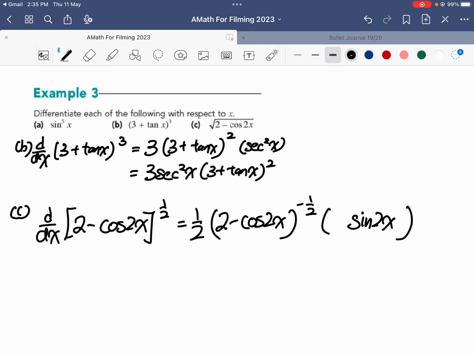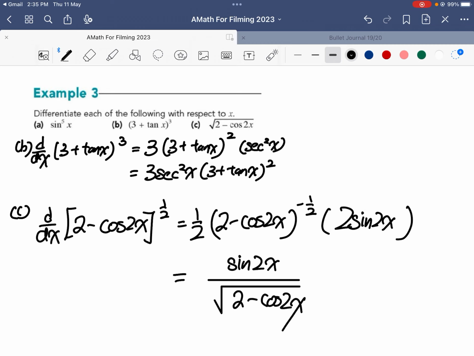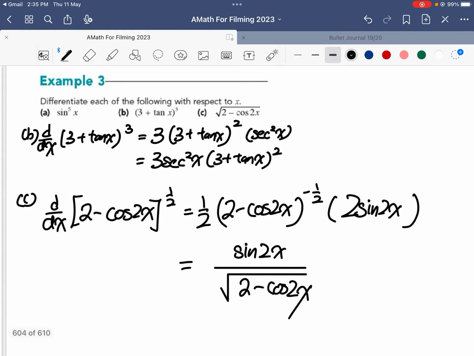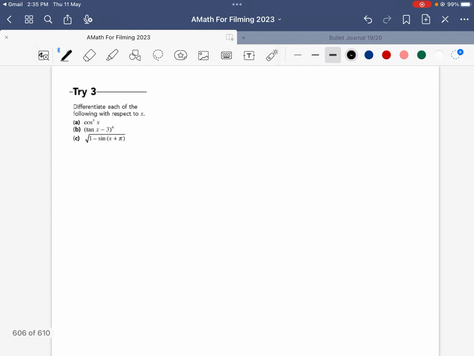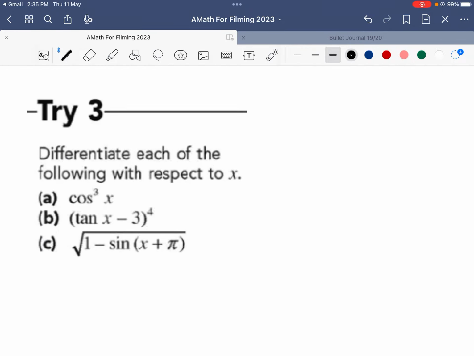But don't forget that when you differentiate this, you also have to differentiate the 2x, so you have to put a 2 down here. So if you try to simplify, half times this will give me sine of 2x divided by square root of 2 minus cosine 2x. And that is it for part C itself. Then I'm going to move on to try 3. Please take a moment now to pause the video and attempt try 3, and I will go through try 3 in a very short moment.